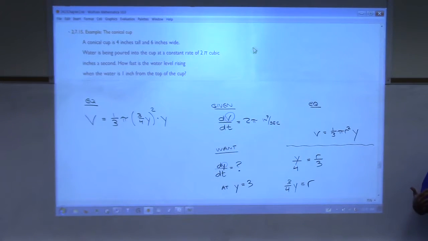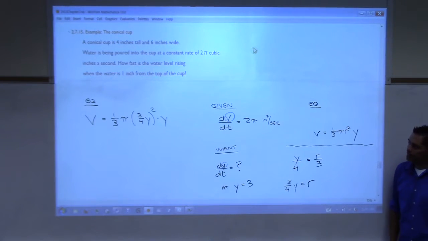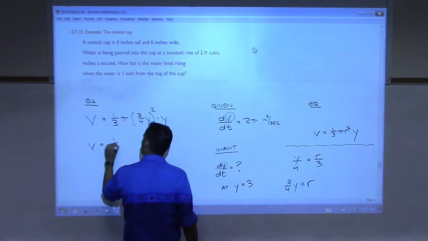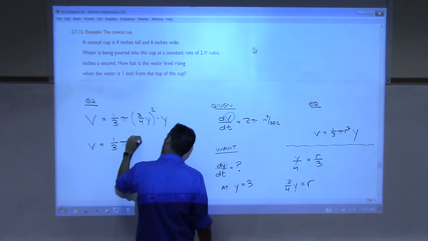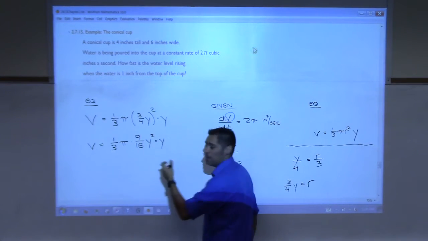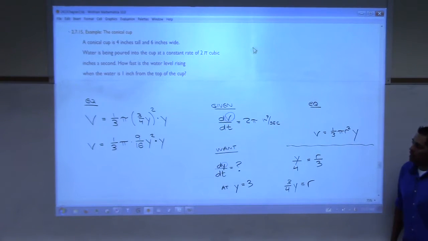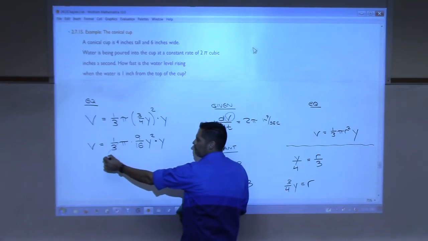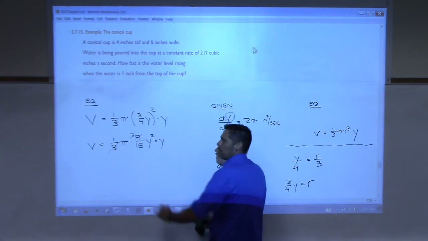I'd like to square the 3/4 y. If I square 3/4 y, what do I get? 9/16 y squared. And then times y, which will give me a y cubed. I'm just going to do that on the next line. The 9/3, y'all see that right there? That becomes a 3.